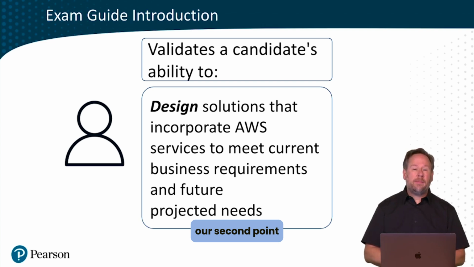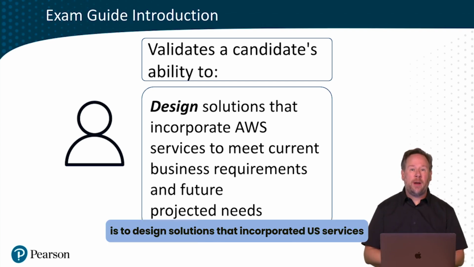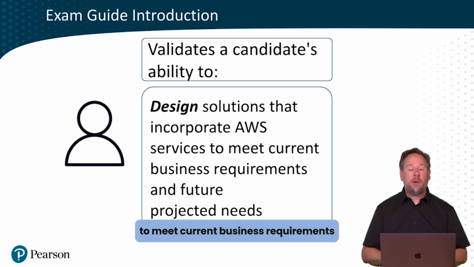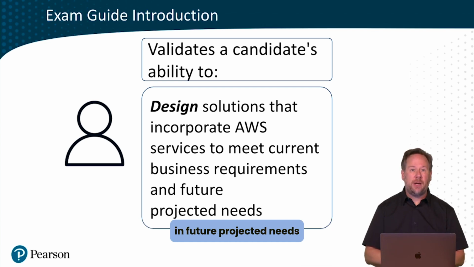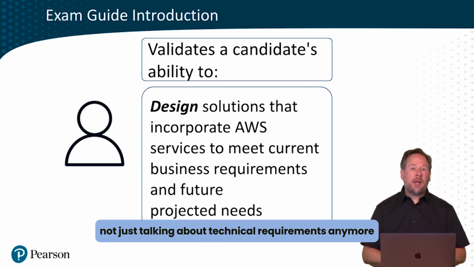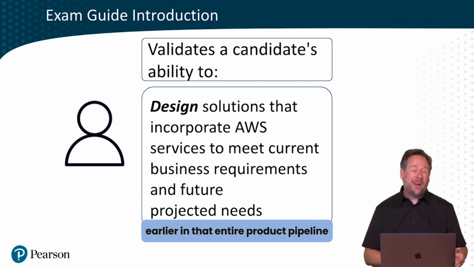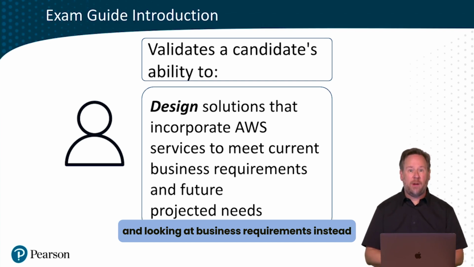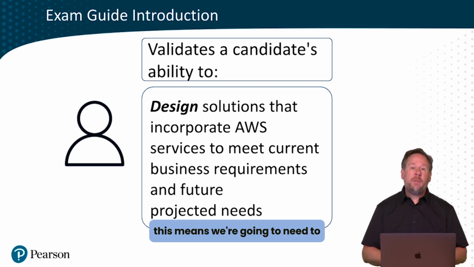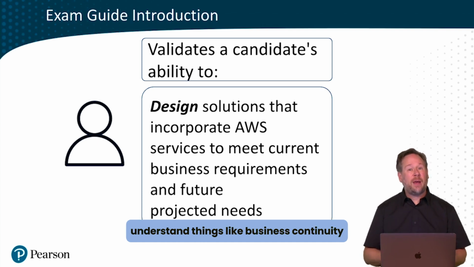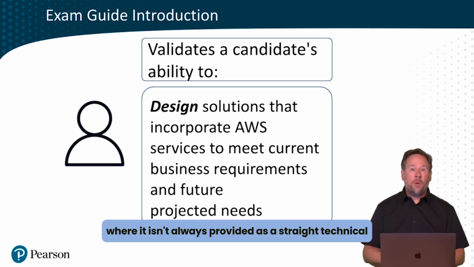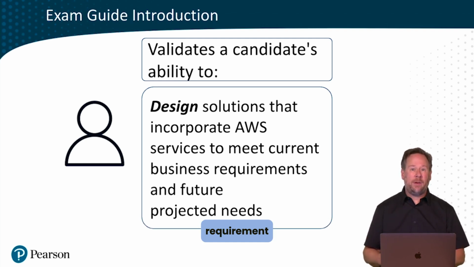Our second point is to design solutions that incorporate AWS services to meet current business requirements and future projected needs. This is a little bit different in that we're not just talking about technical requirements anymore. We're actually going a step earlier in that entire product pipeline and looking at business requirements instead. This means we're going to need to understand things like business continuity, where it isn't always provided as a straight technical requirement.